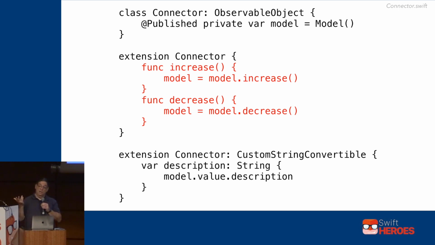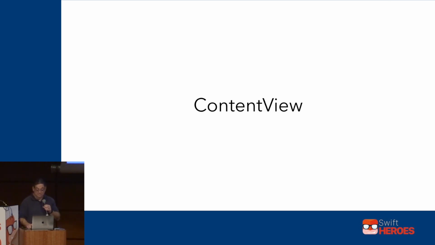The connector knows how to increase and decrease. The connector is our view model. And it just turns to the model and says, hey, model, increase yourself. Oops, now you're a new model, so I have to assign it back to model. So there's my connector. You happy? Yes. We should say more.